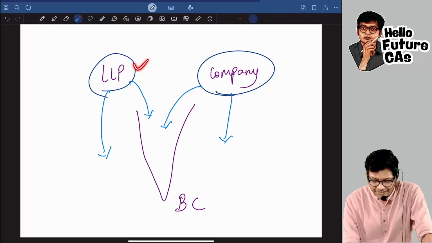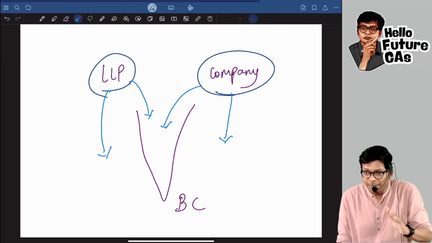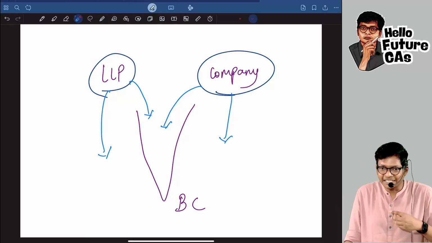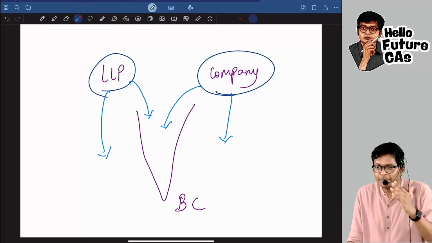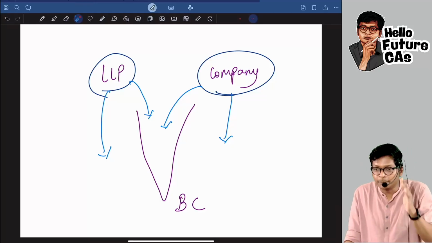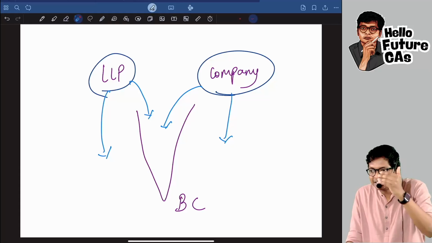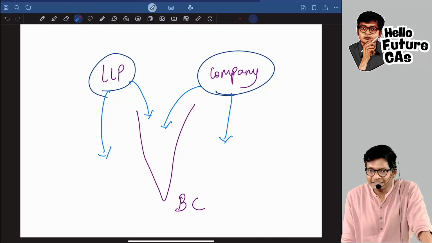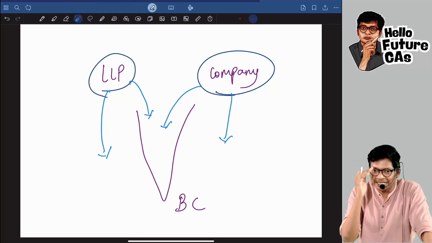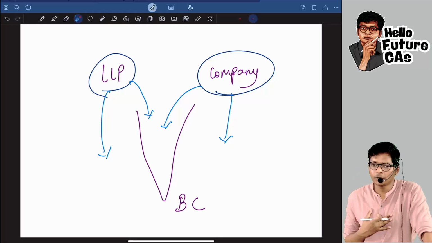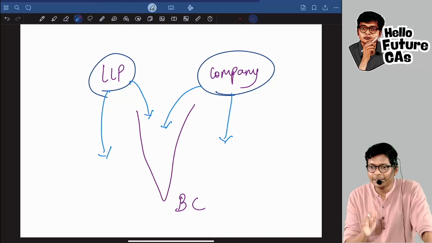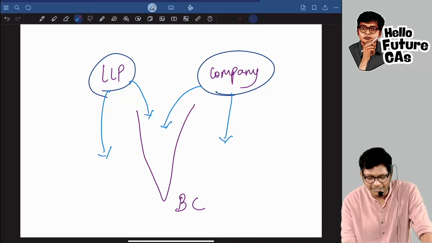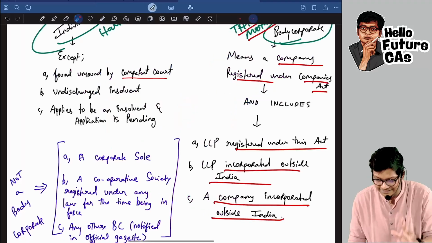That means every LLP and company in the world is a body corporate. I can be an LLP in Australia, I can be a company in Japan. It is a body corporate. So a company in Japan can start an LLP in India. Tesla from the US can start an LLP in India. Why is it allowed here? Liability is limited. The LLP's liability is limited, and the member's liability is also limited. Easier.